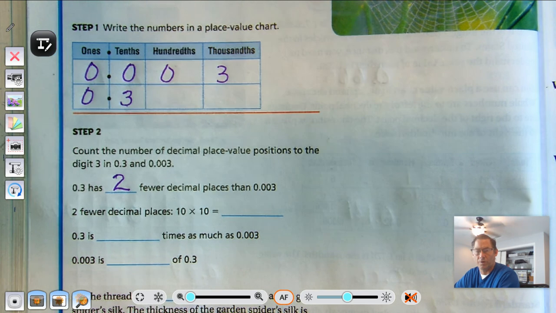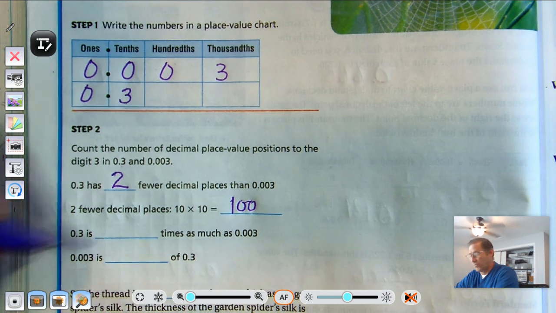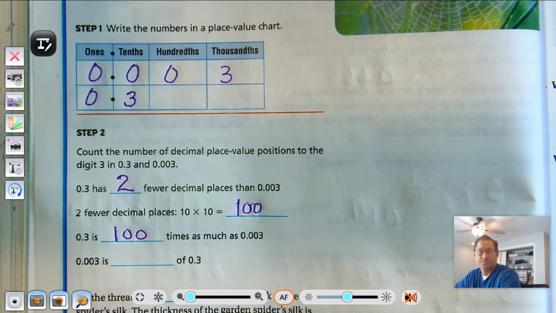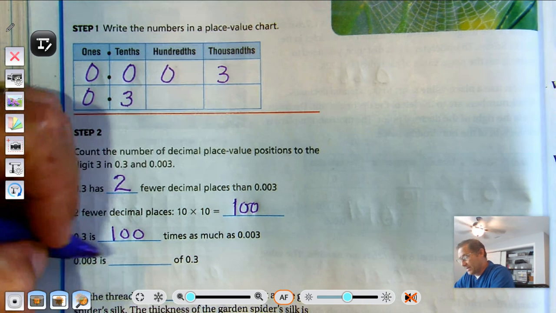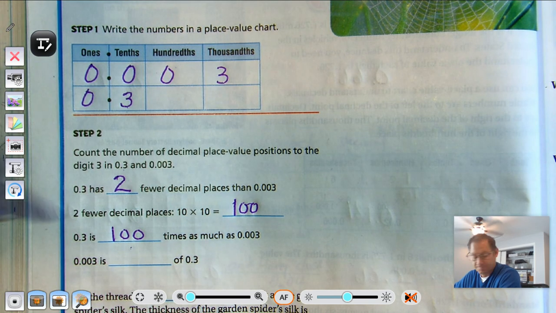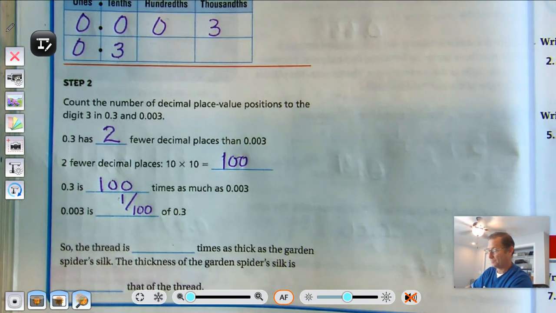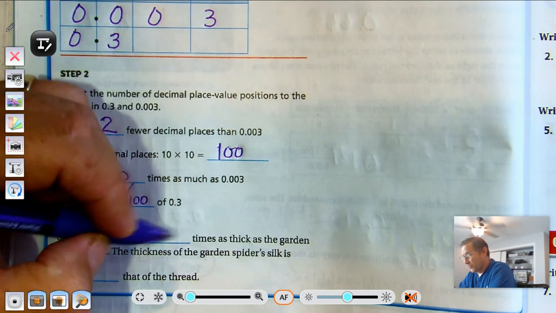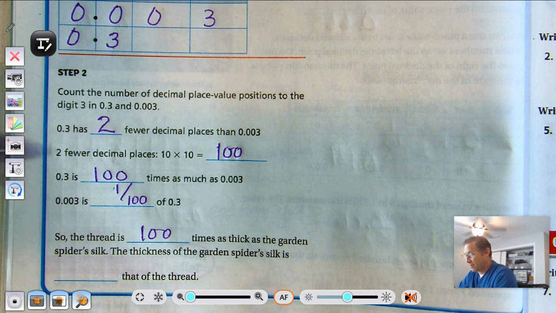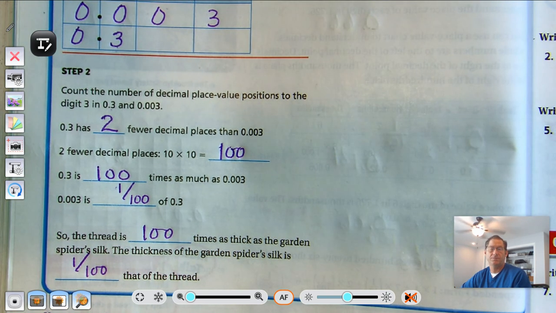So how much is that worth? Well, 2 place values would be 10 times 10, or 100 times. So 3/10 is 100 times as much as, or 100 times bigger. And we could also say that 3/1,000 is 1/100 of 3/10. So the thread is 100 times as thick as the garden spider silk. And the thickness of the garden spider's silk is 1/100 that of the thread.